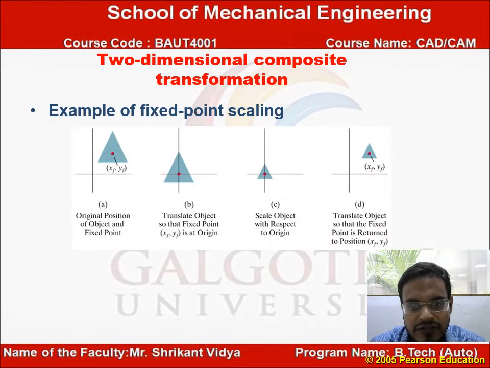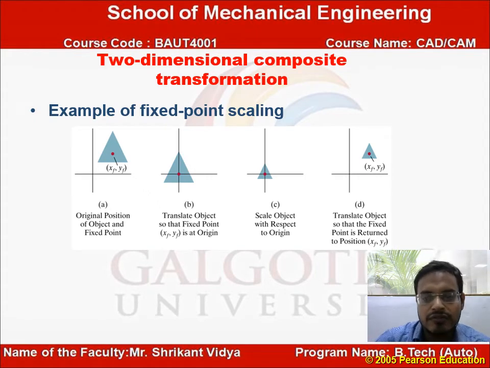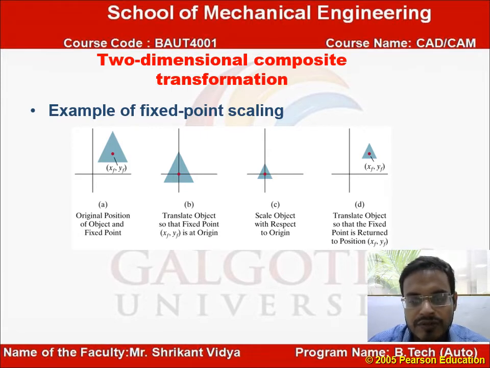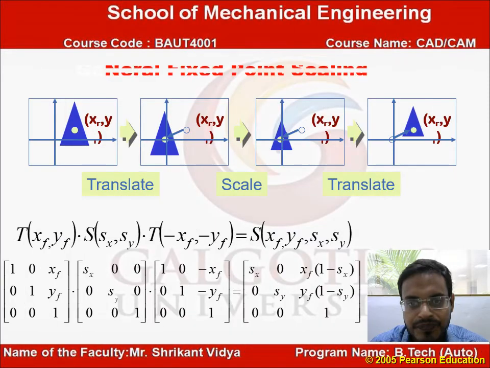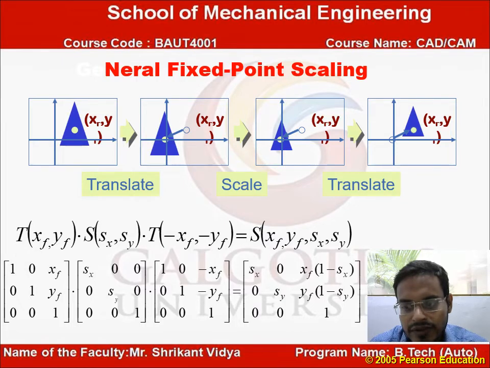So, example of fixed point scaling you can see. First we have the original position and the fixed point, then we translate the object so the fixed point is at the origin. Then we scale the object with respect to the origin. Then again we translate the object back to the fixed point. So these are the steps involved in the composite transformation of scaling also. You can see this diagram shows the same thing. First you are moving the fixed point to the origin by translating, then scaling about the origin, then translating back from the origin to the fixed point.